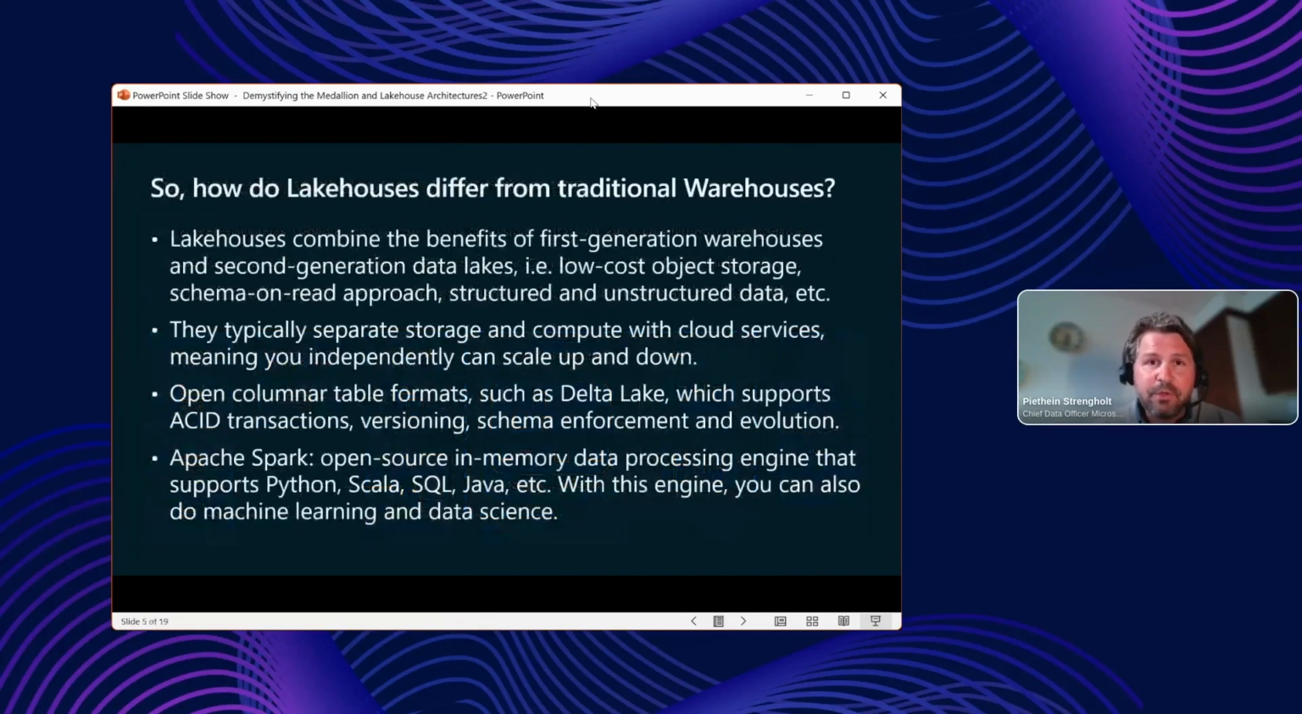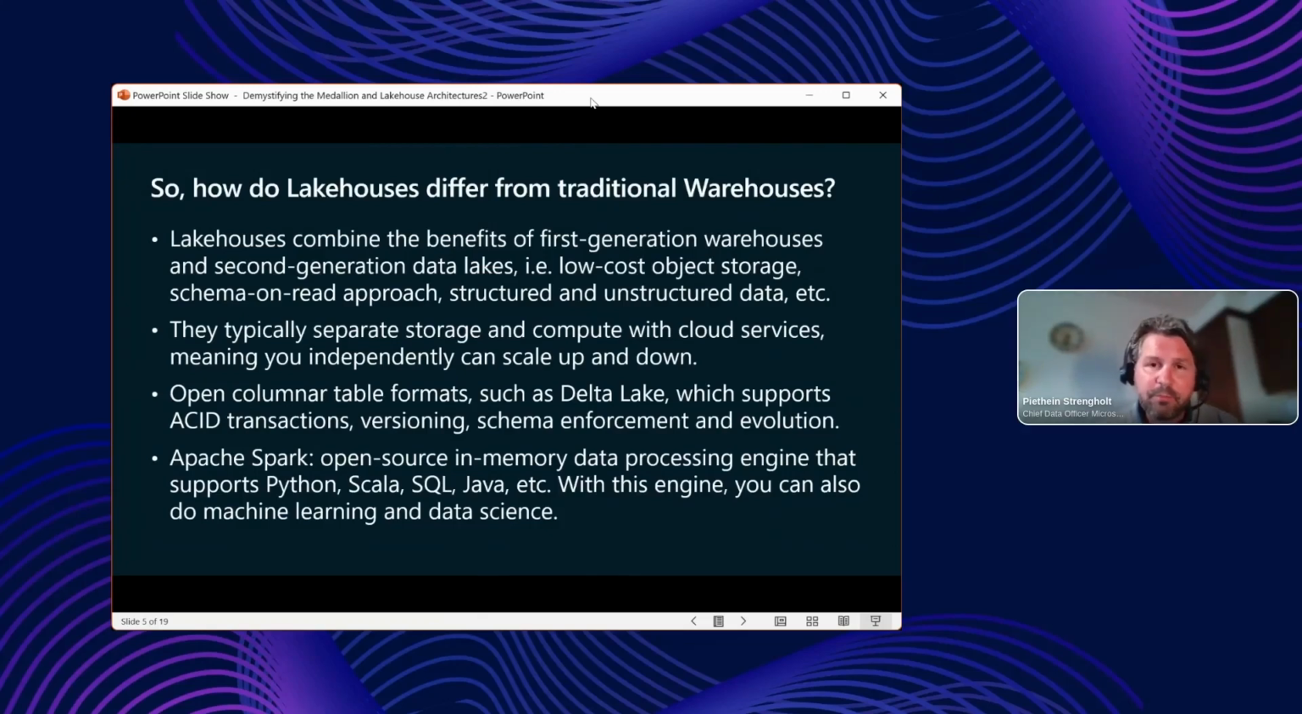Then the other word, lakehouses, and how do these differ from traditional data warehouses? In my view, lakehouses combine the benefits of first-generation warehouses and, later, second-generation data lakes, in which we could use low-cost storage for storing vast volumes of data, with a schema-on-read approach. We could combine even structured and unstructured data. Lakehouses tend to combine these two different architectures, so you don't have to have these architectures side by side separately. Those are tightly integrated into one more unified architecture.